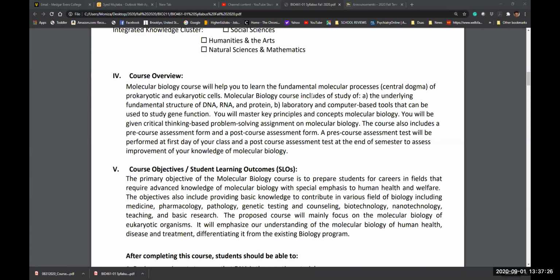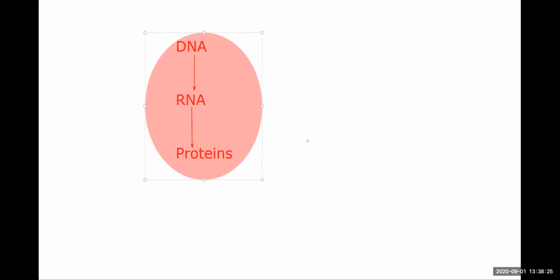Now going into the course overview, this course is geared towards teaching you the fundamentals of molecular biology. By fundamental, I mean that we all know the central rule of most living organisms: DNA serves as a template for RNA synthesis, and RNA serves as a template for synthesis of proteins. From DNA to RNA is called transcription, and from RNA to protein is called translation. This is the scenario with most living organisms, but there are very salient examples which are exceptions to this rule.